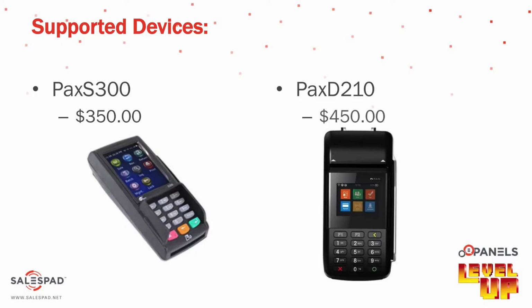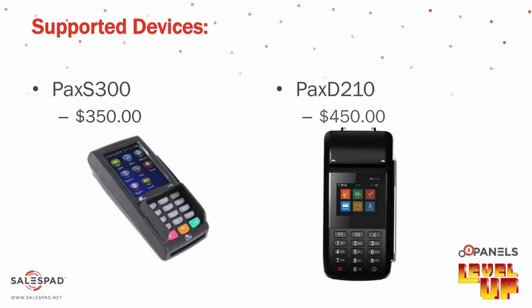So as I mentioned, SalesPad now can provide you with the EMV devices. So we have the PAX S300, which is this one here. That's $350, and then the PAX D210, it's $450. They're pretty similar. They're both touchscreen colored. The biggest difference is going to be that the PAX D210, it's wireless and it has a battery, so it's more portable. Then it also has the receipts built in, so you can keep that paper in there. Makes it a little bit easier. But other than that, they're quite similar.